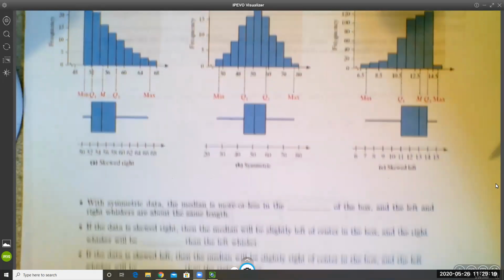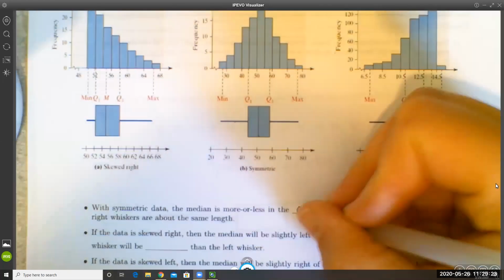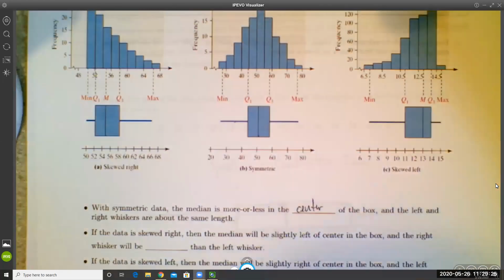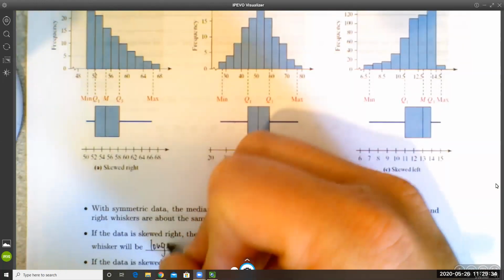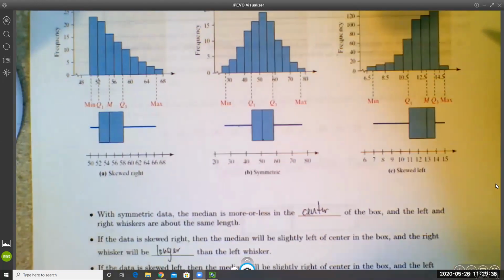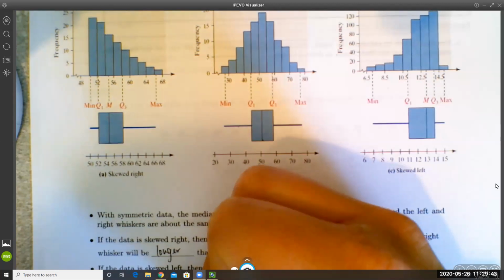Okay. So it says with symmetric data, the median is more or less in the center of the box, and the left and right whiskers are about the same length. If the data is skewed right, then the median will be slightly left of center in the box, and the right whisker will be longer than the left whisker. If the data is skewed left, then the median will be slightly right of center in the box, and the left whisker will be longer than the right one.